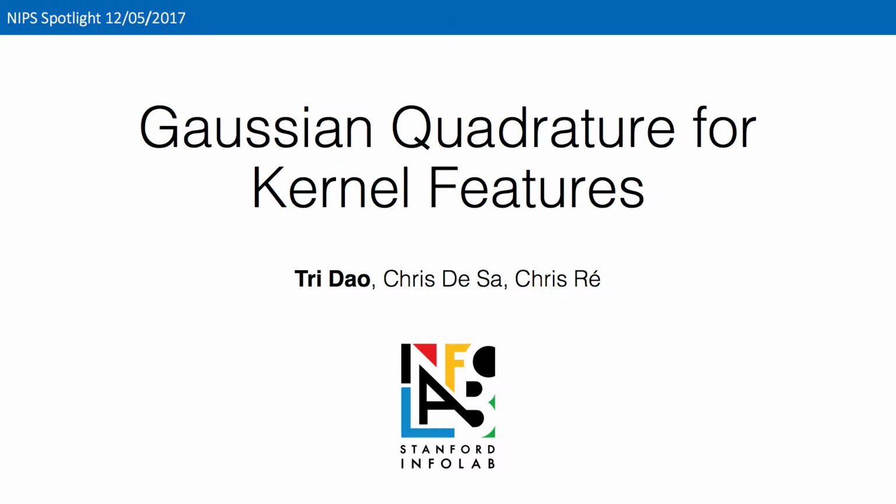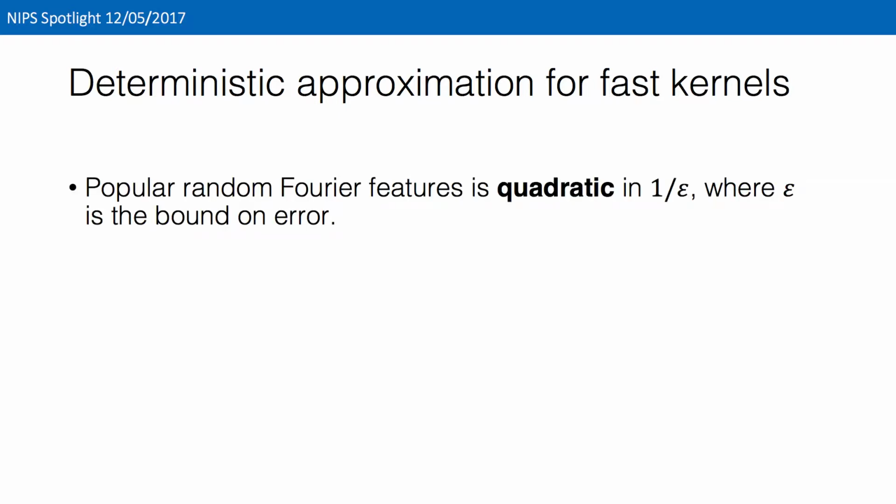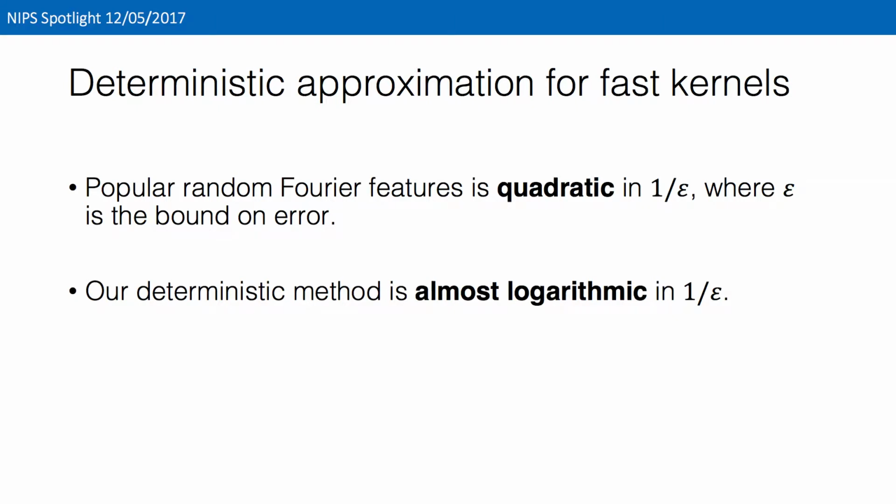In this video, I'll be talking about our work on approximating kernels with Gaussian Quadrature. We developed a new method to deterministically approximate kernel feature maps. To guarantee error less than epsilon, the popular random Fourier features method requires a large number of features, quadratic in 1 over epsilon, while we need way fewer features, scaling almost logarithmically in 1 over epsilon.